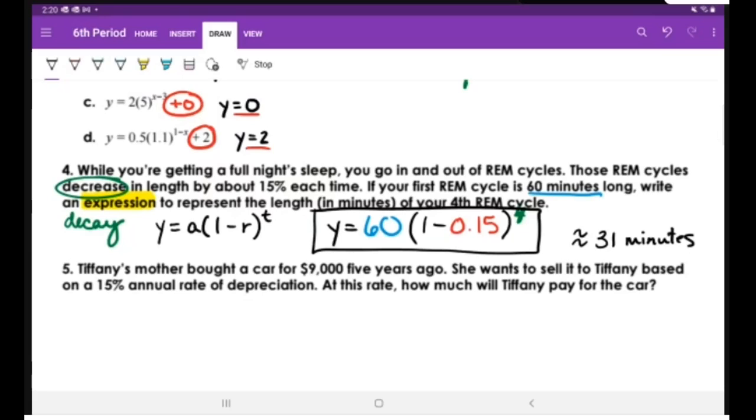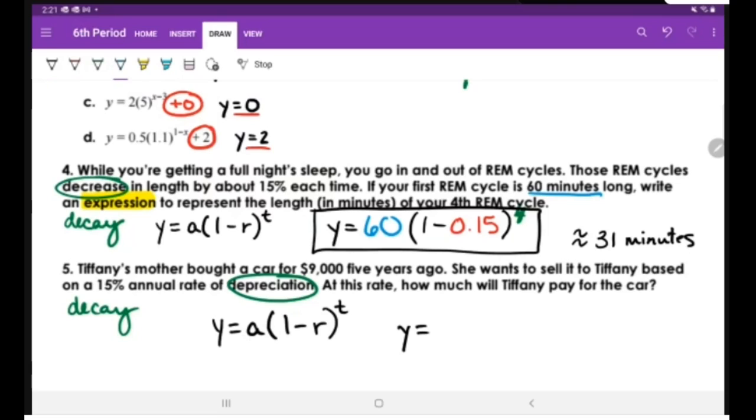All right, number 5. In number 5, we've got Tiffany and her mom. Tiffany's mom bought a car worth $9,000. That was 5 years ago. Today, she wants to sell it to Tiffany, but she's going to cut the price down based on a 15% rate of depreciation. Let's model this. Growth or decay? Keyword, depreciation. Now that tells us, since it's decay, we're going to be using the model with the 1 minus R. So let's plug in our important values.